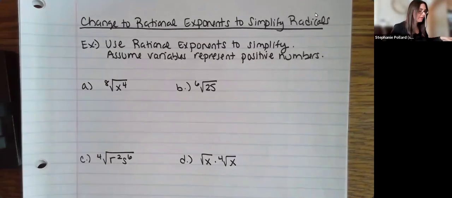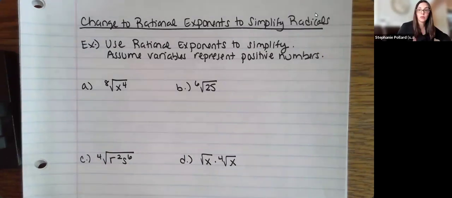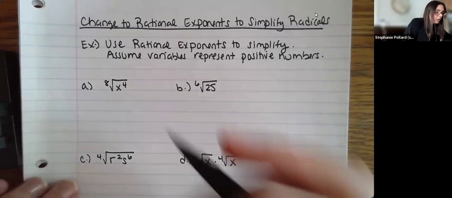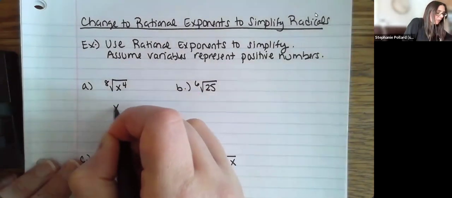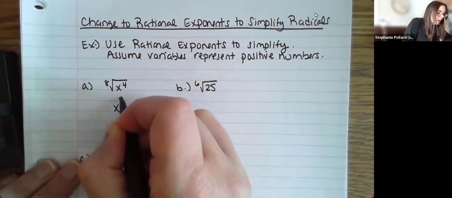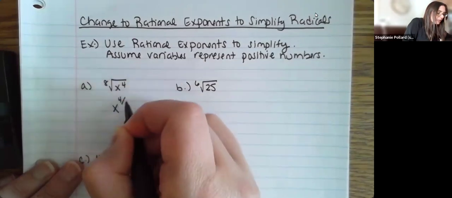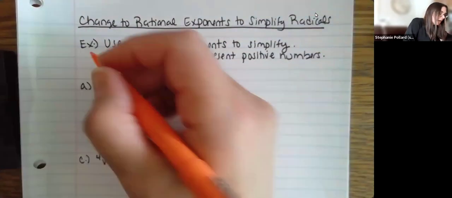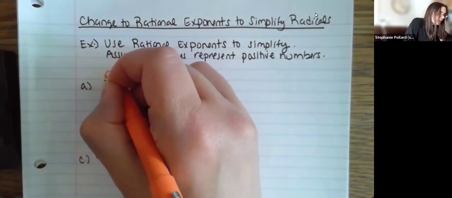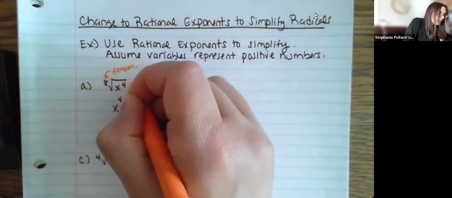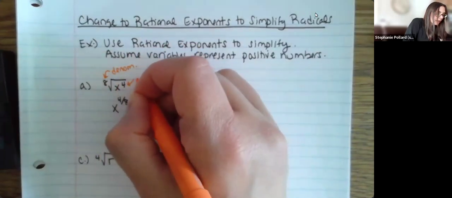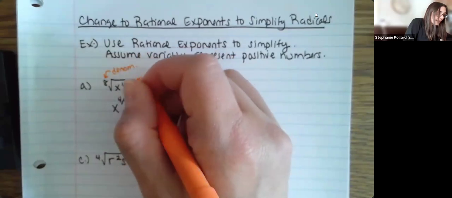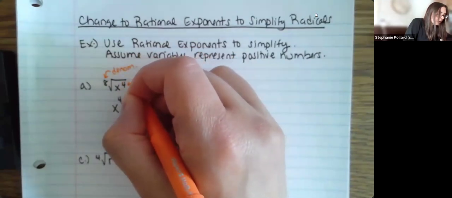So here we have the 8th root of x to the 4th. Now remember, when we do rational exponents, the top number is the regular power and the bottom number is the root. So I can change this back over to rational form. That 4 is going to stay on top, and my denominator is going to be the 8. So remember, the radical piece is always going to be your denominator, whereas the power, your exponent there, is going to be the numerator.